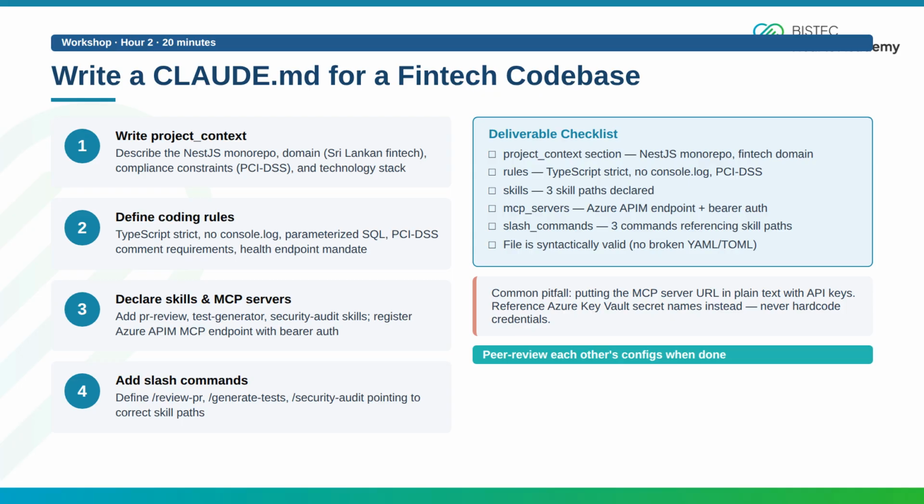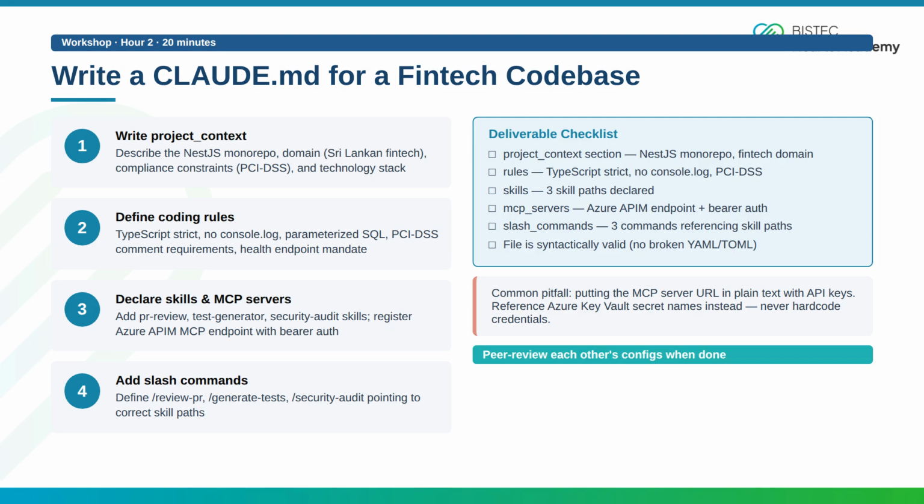A critical security note: the Azure API bearer token and any API keys must reference Azure Key Vault secret names, not literal values. The pattern is to store the secret in Key Vault and reference it by name in your CLAUDE.md. Never put credentials in configuration files that end up in version control.